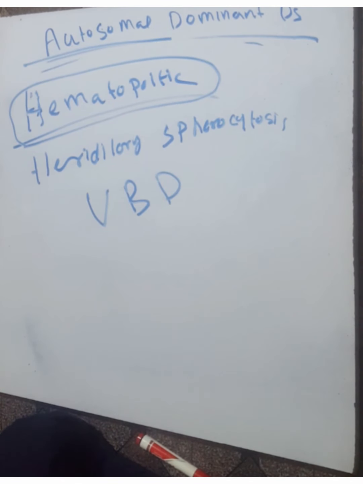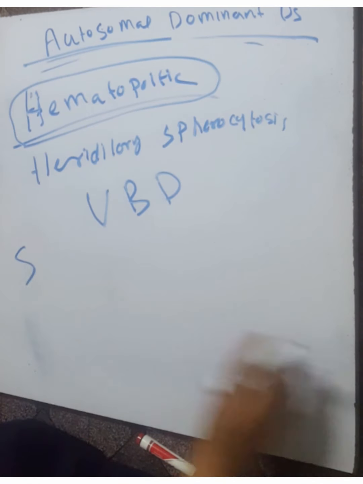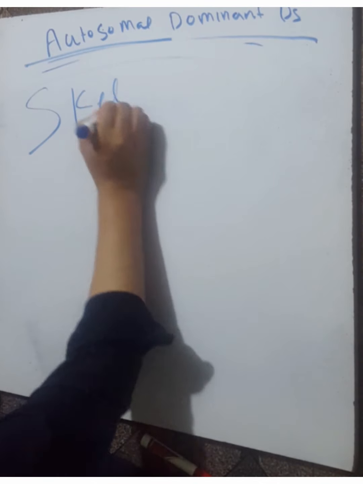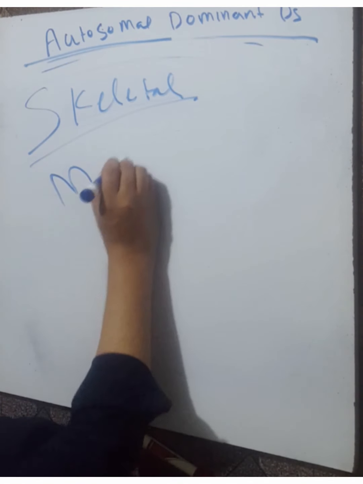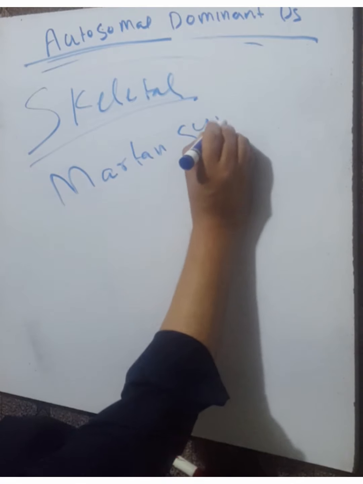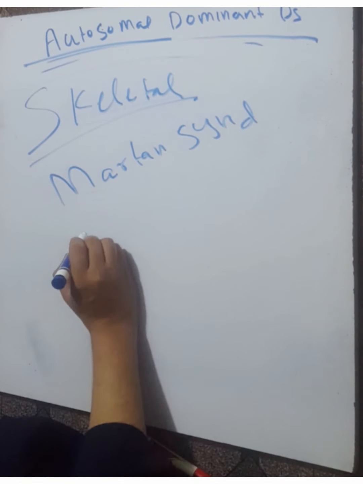Now we will discuss the skeletal disorders inherited in an autosomal dominant fashion. The skeletal disorders are Marfan syndrome, Ehlers-Danlos syndrome, osteogenesis imperfecta and achondroplasia. Marfan syndrome is an autosomal dominant skeletal disorder.